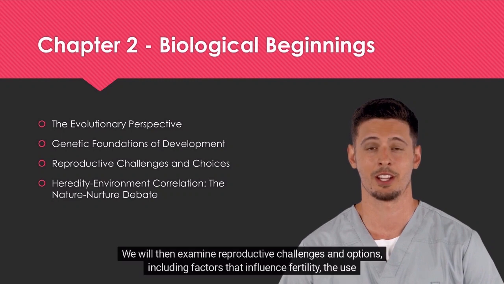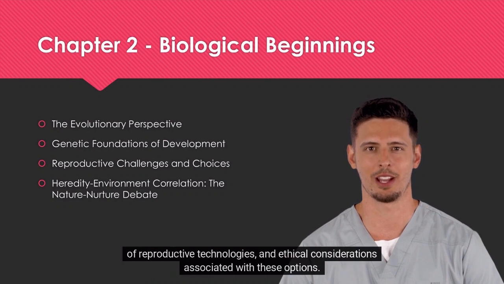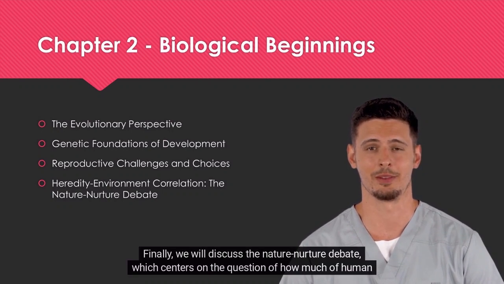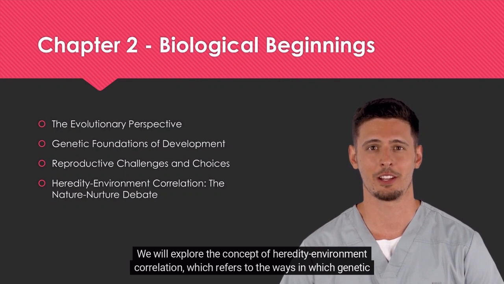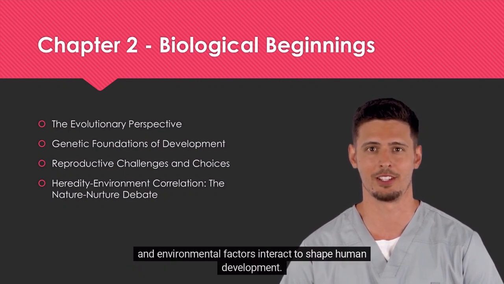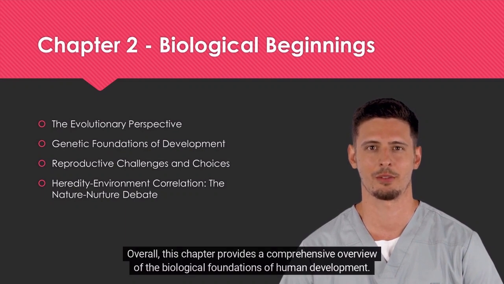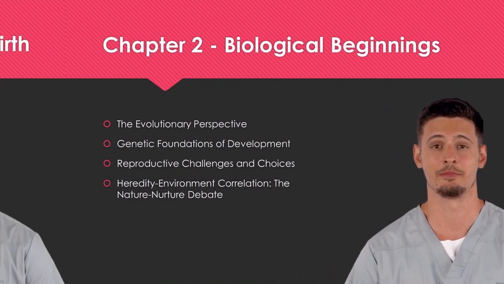We will then examine reproductive challenges and options, including factors that influence fertility, the use of reproductive technologies, and ethical considerations associated with these options. Finally, we will discuss the nature-nurture debate, which centers on the question of how much of human behavior is due to genetic factors, nature, and how much is due to environmental factors, nurture. We will explore the concept of heredity-environment correlation, which refers to the ways in which genetic and environmental factors interact to shape human development. Overall, this chapter provides a comprehensive overview of the biological foundations of human development.